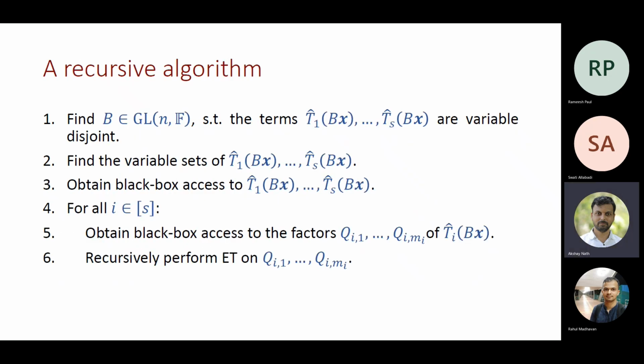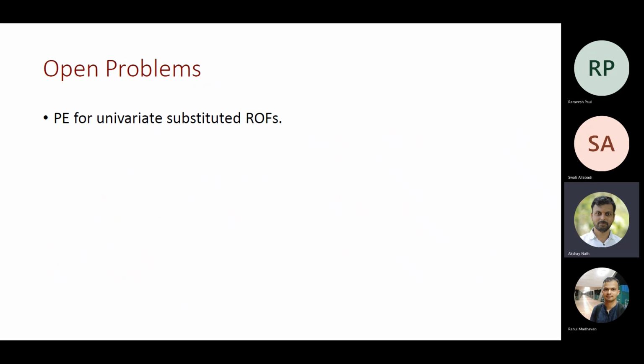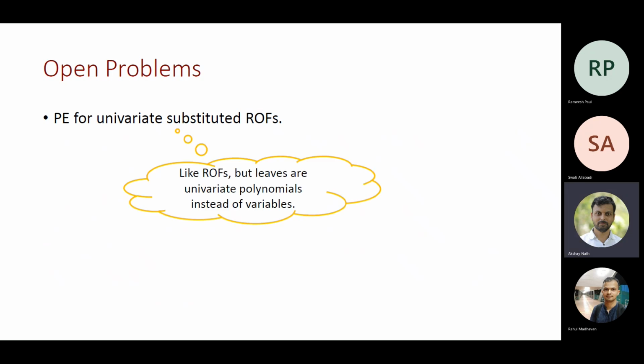And this is how we overcome the three hurdles. And as we saw before, if you overcome the three hurdles, this is the recursive approach that we can use. Now let me quickly end with some open problems. The first open problem is doing PIT for univariate substituted ROFs. A univariate substituted ROF is an arithmetic circuit very similar to an ROF. The difference is that in ROFs, the leaves were labeled by variables and constants. Now in a univariate substituted ROF, the leaves are labeled by univariate polynomials and constants, but every variable appears in just one univariate polynomial.